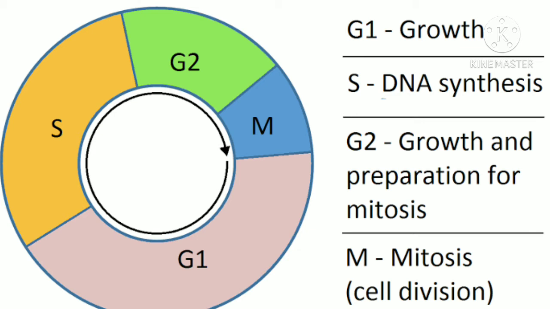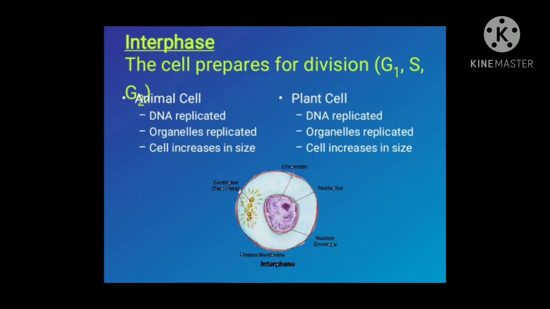The stages G1, S, and G2 make up interphase, which accounts for the span between cell divisions. In the cell cycle, interphase is when the cell prepares for division. In both animal and plant cells, the DNA is replicated, the organelles are replicated, and the cells increase in size.